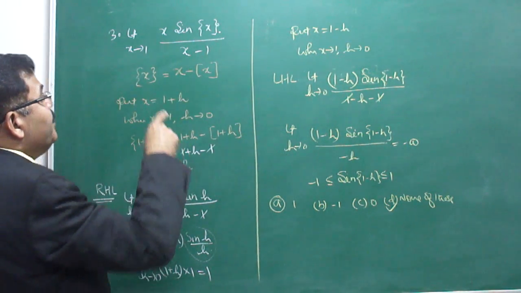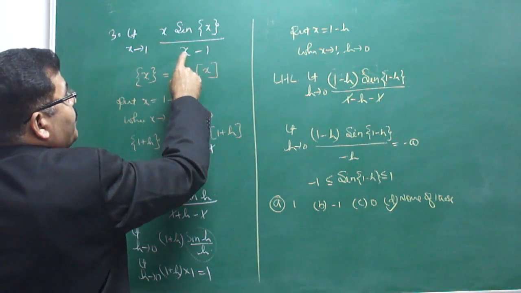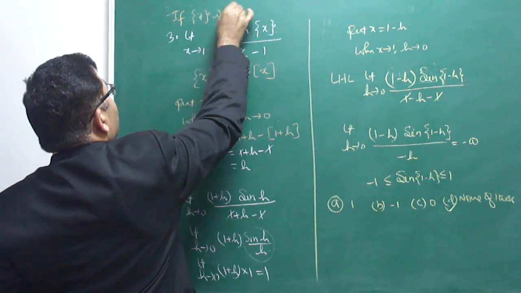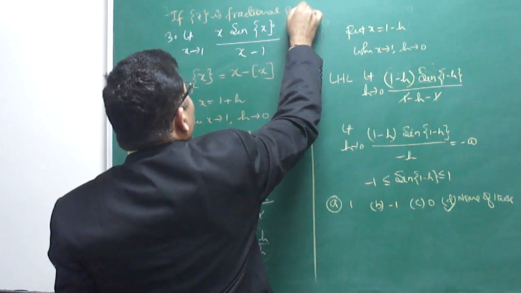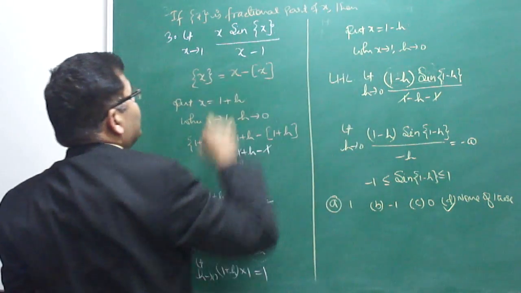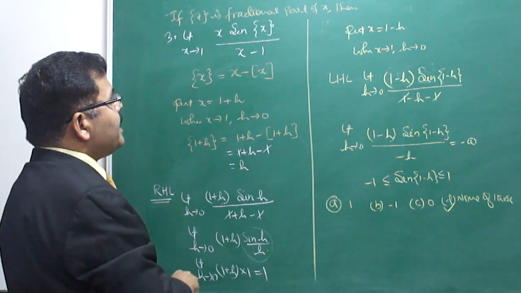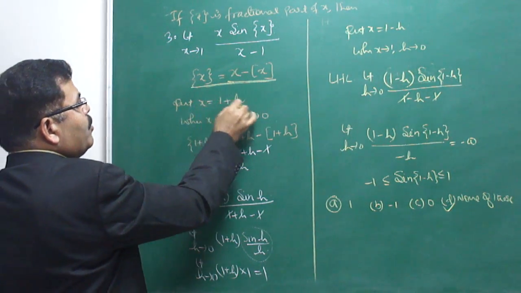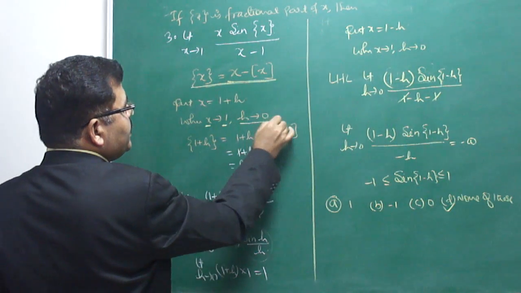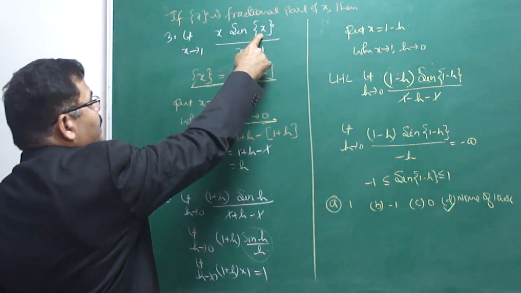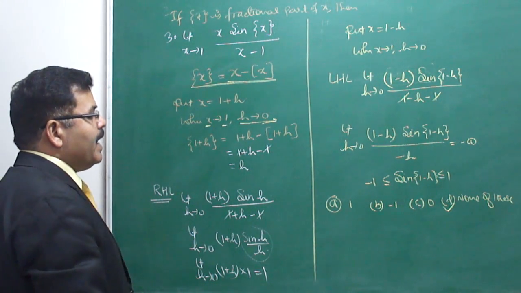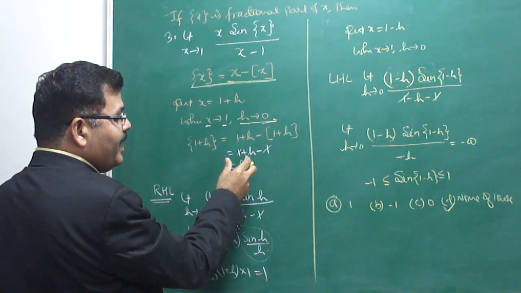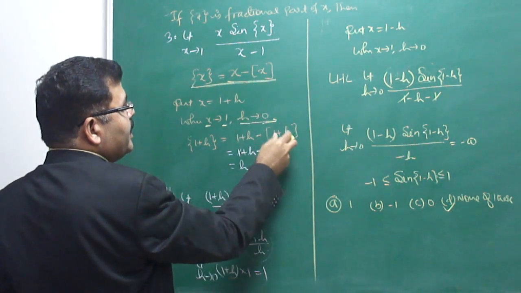Let me remind once again. Limit x tends to 1 of x times sine of the fractional part of x. In the question, this is the fractional part of x. Evaluate this. So the fractional part of x can be written as x minus integral part of x. This is the basic thing which you have to understand. If I write x equal to 1 plus h, and limit x tends to 1, then h must tend to 0. Now, in place of x, if I write 1 plus h, the fractional part of 1 plus h is h only, because 1 is already the integral part and h is the fractional part. But even so, to understand this clearly, we can write x, that is 1 plus h, minus the greatest integer part of 1 plus h.